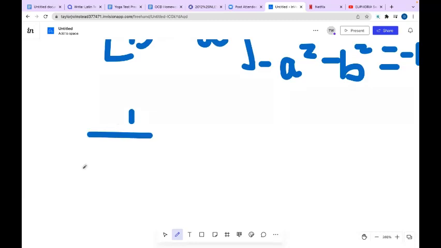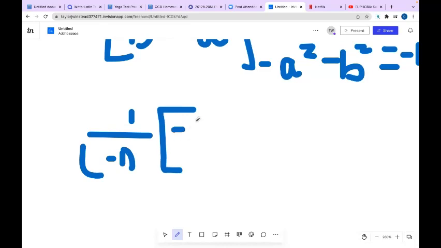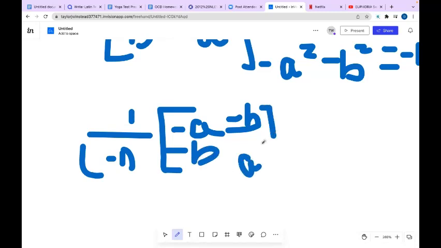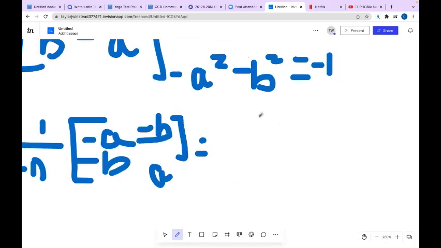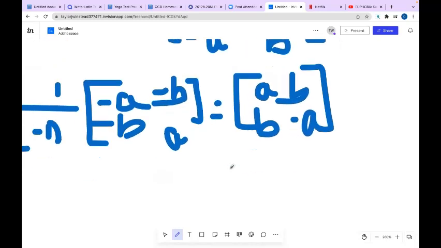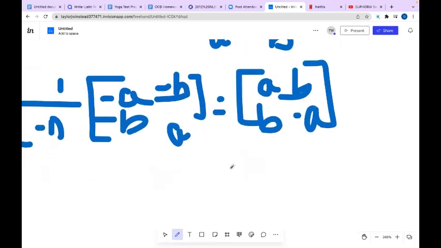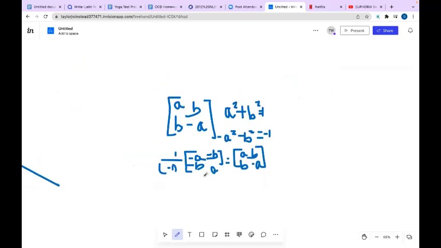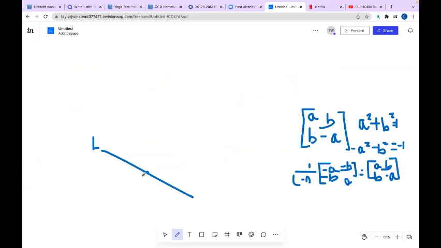So if you do 1 over -1, the determinant, times [negative A, negative B; negative B, A], what you actually end up with is what you started with. You end up with [A, B; B, negative A]. And this is kind of a cool example, just a cool little factoid to think about, because think about how much sense it actually makes that the inverse of a reflection matrix is itself.